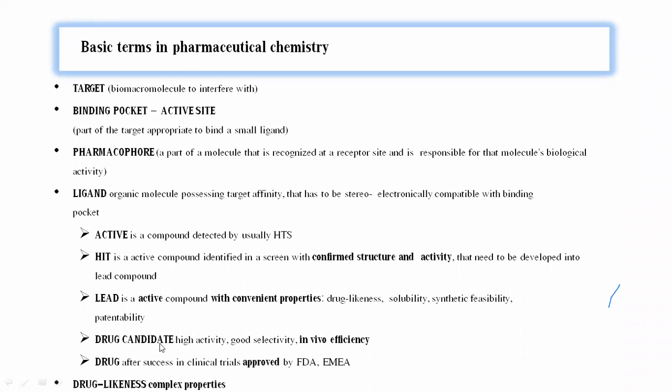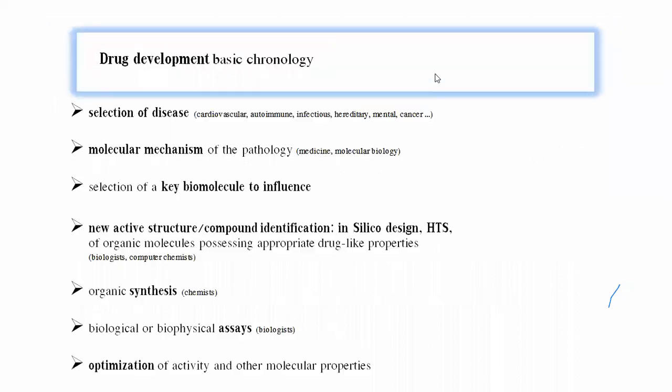Now, the next definition, that is drug: after success in the clinical trials, it is approved by the regulatory agencies, that is the Food and Drug Administration and EMEA. So these are all the terminologies or basic terms involved in pharmaceutical chemistry.